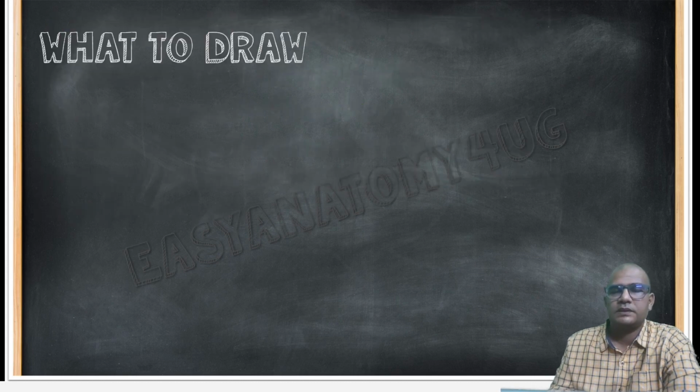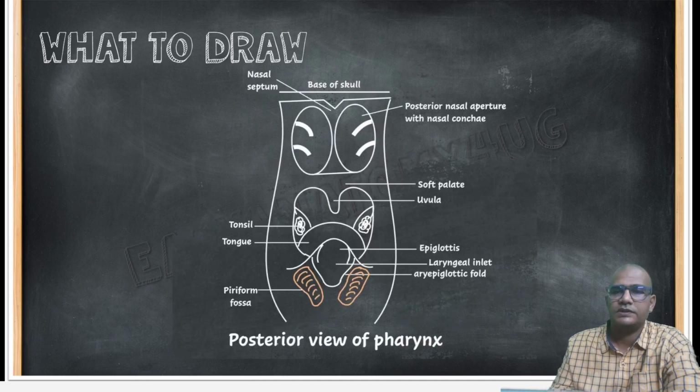Sometimes you may get a question to draw the posterior view of the pharynx to show the anterior openings through which the pharynx communicates with the nasal cavity, oral cavity and the larynx. So these communications can be shown while drawing a posterior view of the pharynx. We have to remove the posterior wall of the pharynx so that we are able to see the anterior openings. So we will see it first, what we have to draw. So we have to draw this diagram. You must be finding it difficult, but we will see a very easy way to draw this diagram.